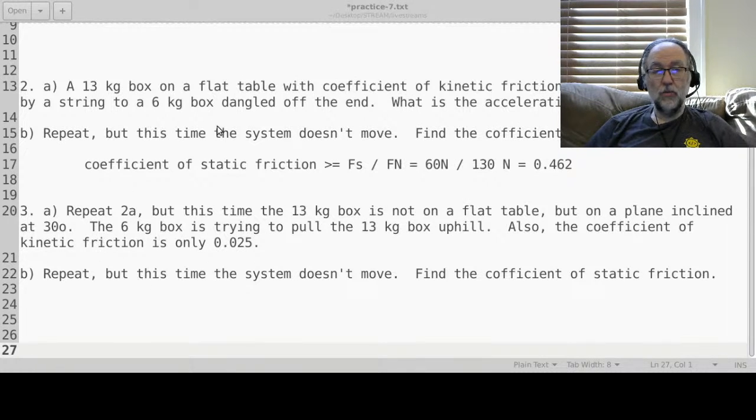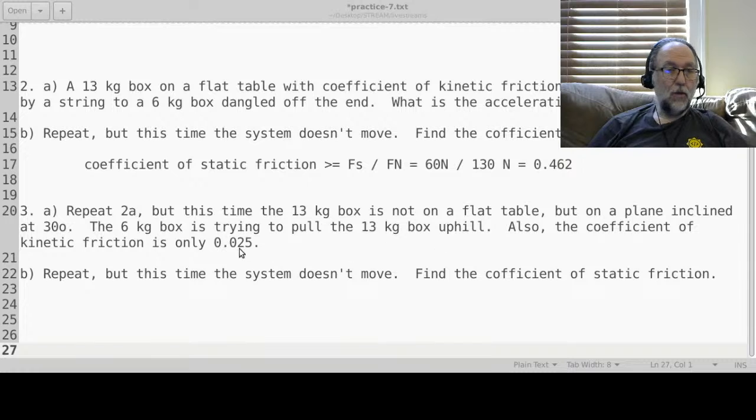All right, but let me read the problem. So we're going to repeat 2A. In other words, we're going to repeat the same problem as before, but this time the 13 kilogram box is not on a flat table. It's on a table which is inclined at 30 degrees. And it's inclined in such a way that the 6 kilogram mass, the dangling mass, tries to pull the 13 kilogram uphill.